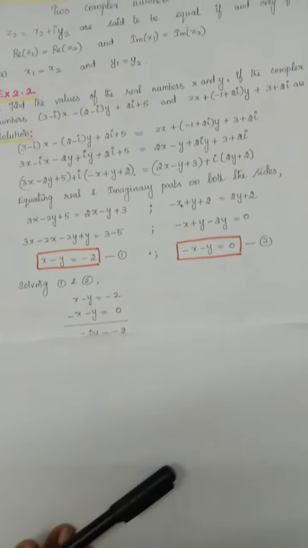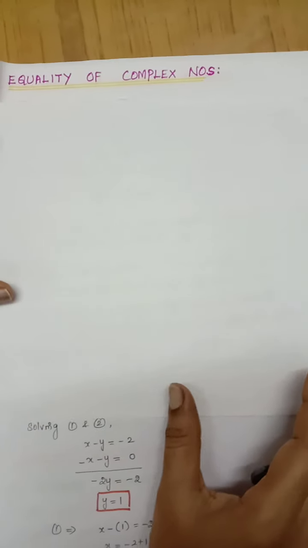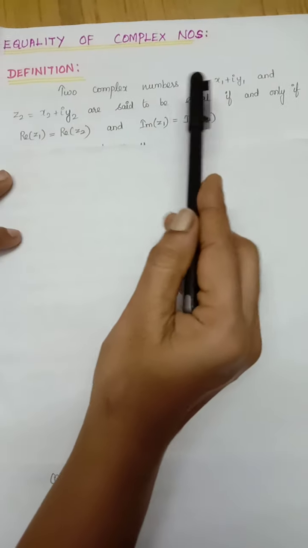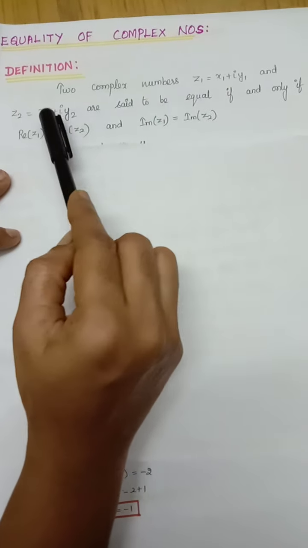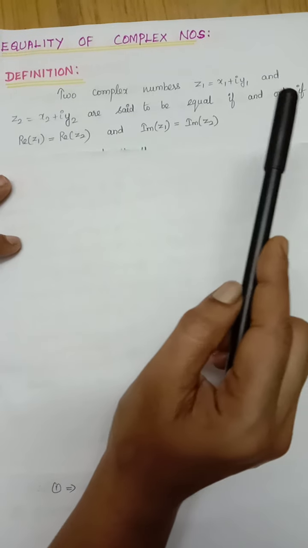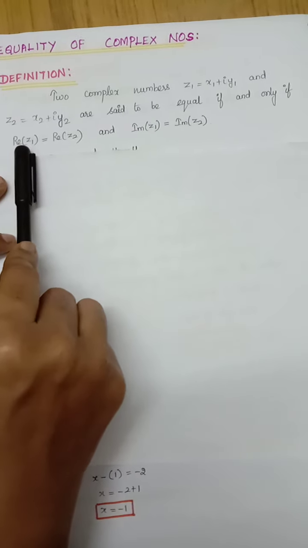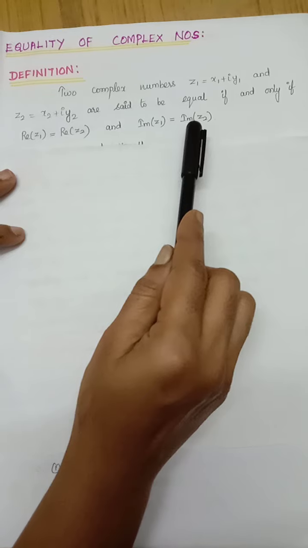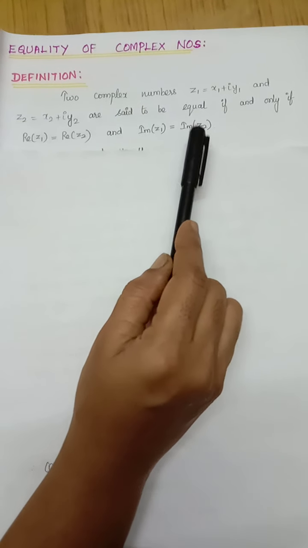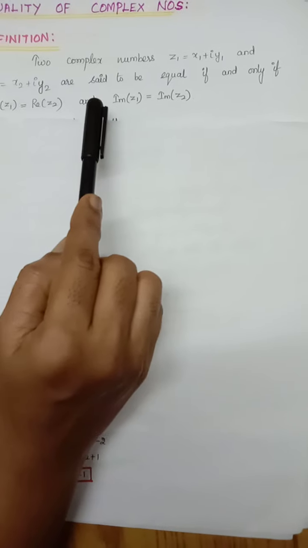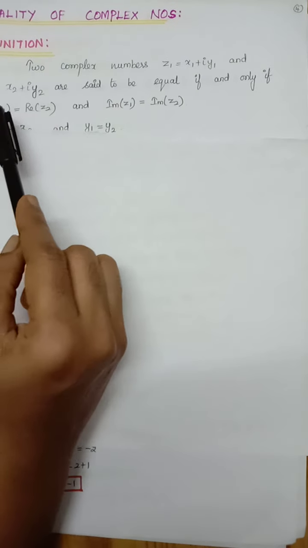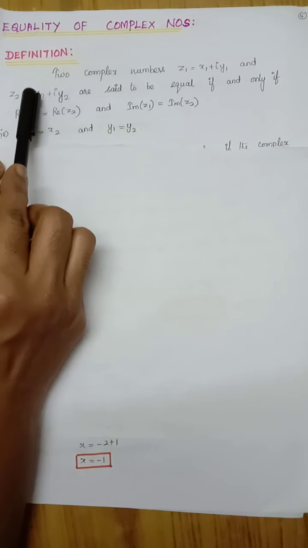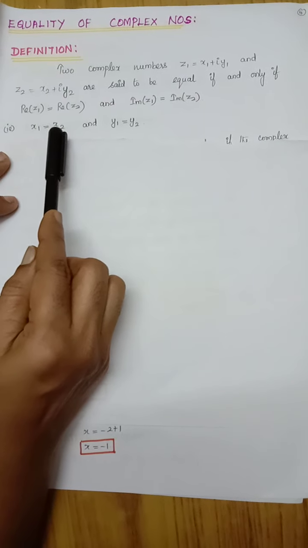Okay, so next topic is equality of complex numbers. You see the definition. Two complex numbers, z1 and z2, when are they said to be equal? If the real part of z1 is equal to the real part of z2 and the imaginary part of z1 is equal to the imaginary part of z2, then only we can say the 2 complex numbers are equal. What is the real part of z1? It is x1. What is the real part of z2? It is x2. So x1 is equal to x2.